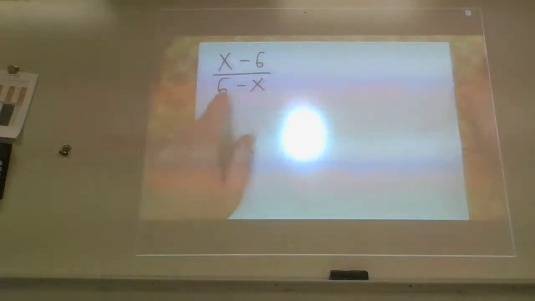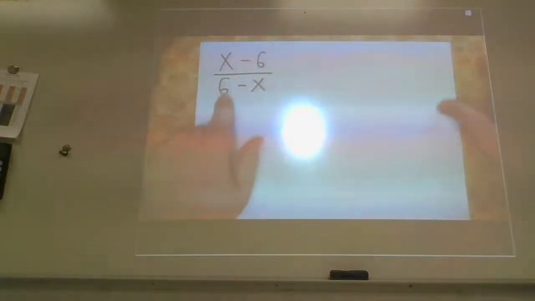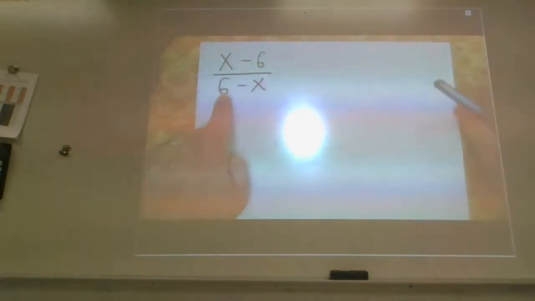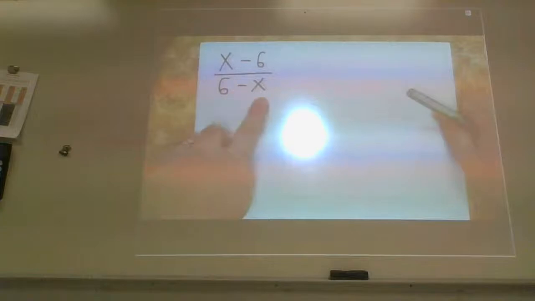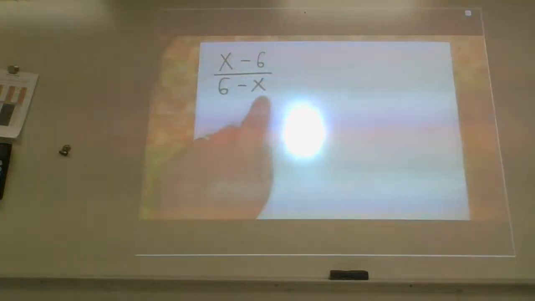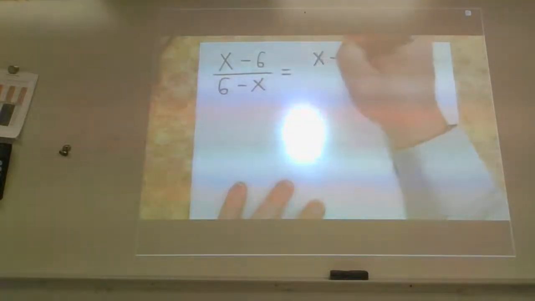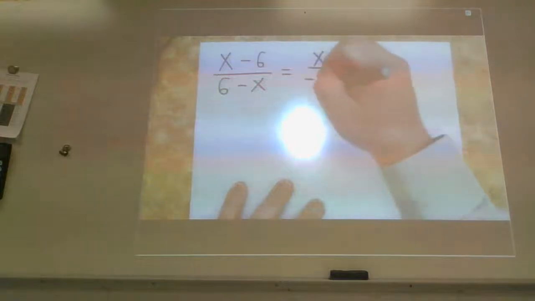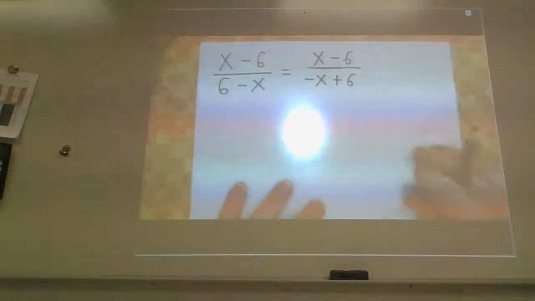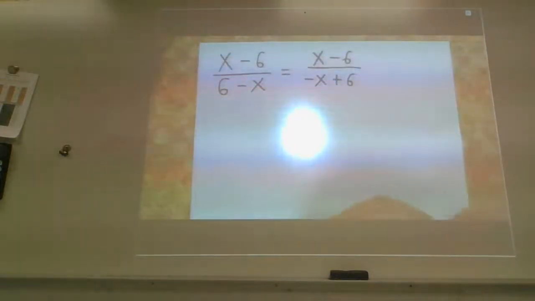First of all, look at the denominator. This 6, I need you to recognize the fact that that is a positive 6. That is a positive 6. This x is technically a negative x. Technically. Let me rewrite the problem. All I did was switch their positions. I switched their positions in the bottom of the fraction.